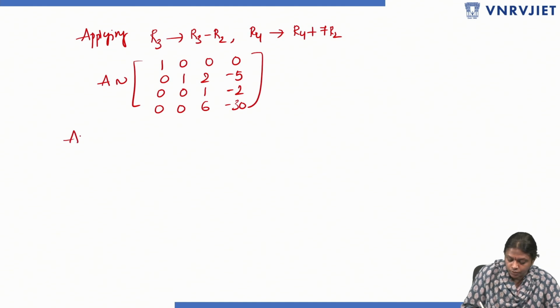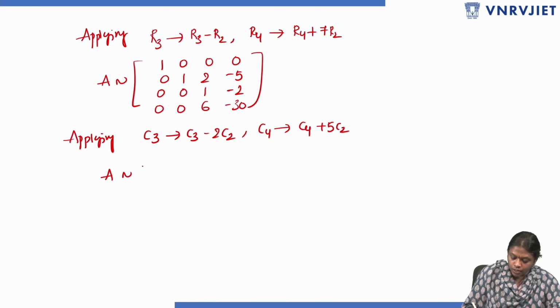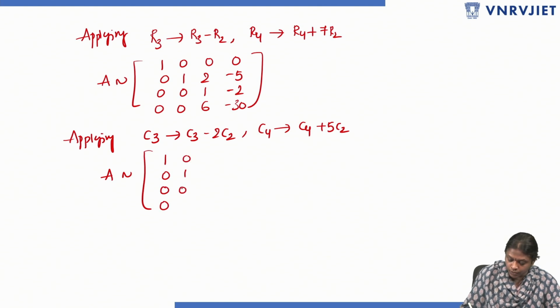Now similarly, next the step is we need to go back to the column transformations. So what are the column operations I need to implement here? C3 tends to C3 minus 2C2. Next, C4 tends to C4 plus 5C2. Now, for the third and fourth rows, I am writing the first two columns as it is, 1 0 0 0 1 0 0.